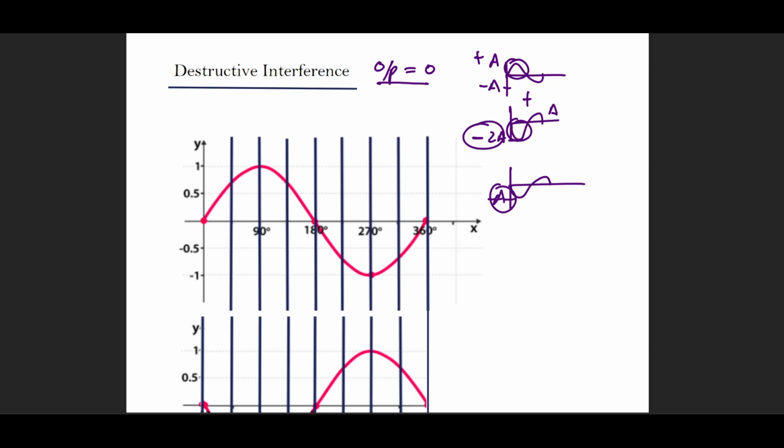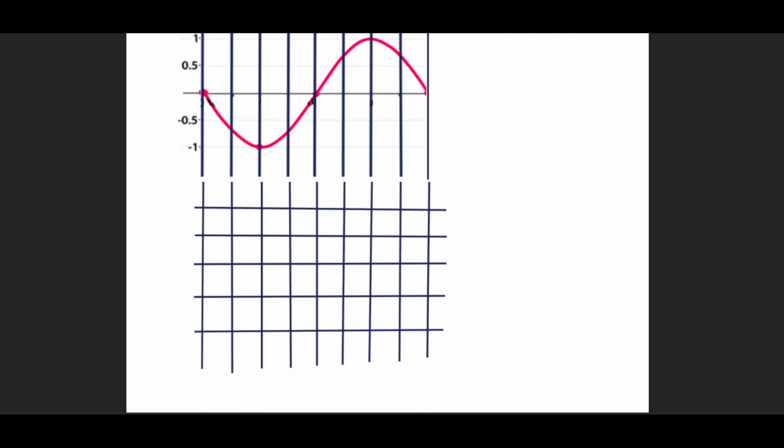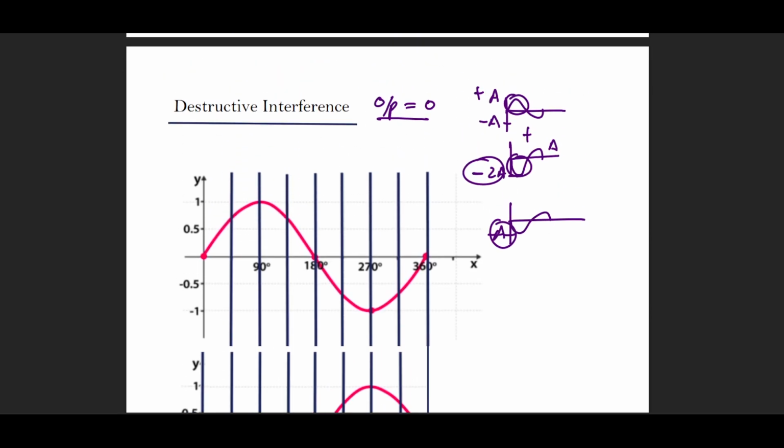This is destructive interference? No. This is not destructive interference. This is still constructive interference, because for destructive interference, the amplitude should be exactly 0. The waves should be exactly opposite to one another with the same amplitude. So this should have been A as well. If this was added with a wave that has an amplitude of A, with a phase of 180 degrees out, with -A, then this gives you a 0 answer.